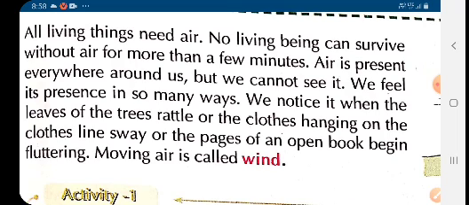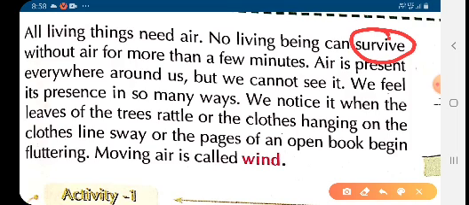Children, all living things need air. No living being can survive without air. Children, survive means can live. No living being can live without air for more than a few minutes. Children, you can live without food and water for a few days, but you cannot survive without air even for a few minutes. So children, with this you can understand how important air is.